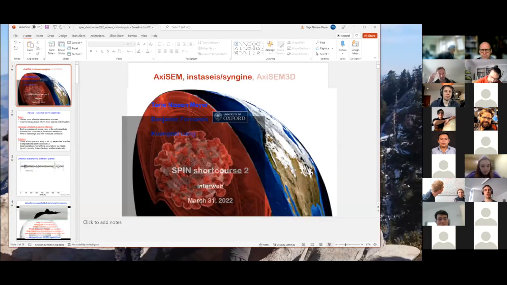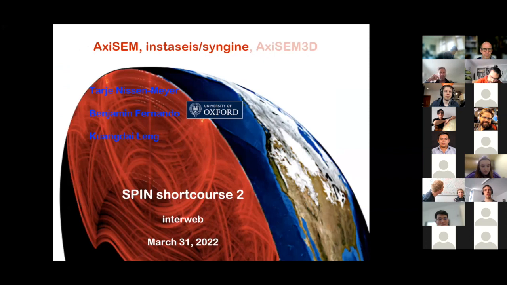So today I decided to separate this into two broad categories. The first of which is basically the AxiSEM legacy and InstaSeis and SynGen, and that then leads over to AxiSEM3D later on. So I also have to excuse Ben Fernando, who was supposed to teach this as well with me, and he is unfortunately caught up in some InSight whirlwind, so to speak, literally actually. So he has to do spontaneous meetings on the InSight Mars mission.